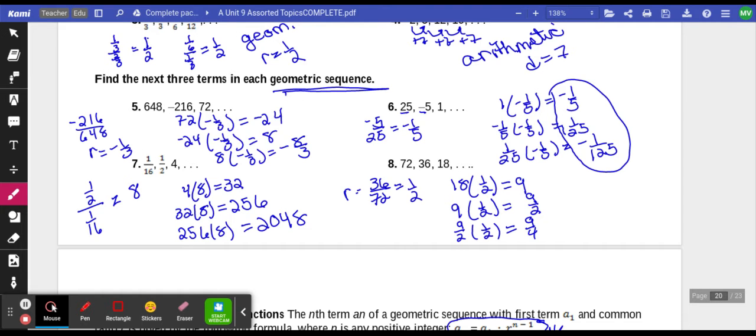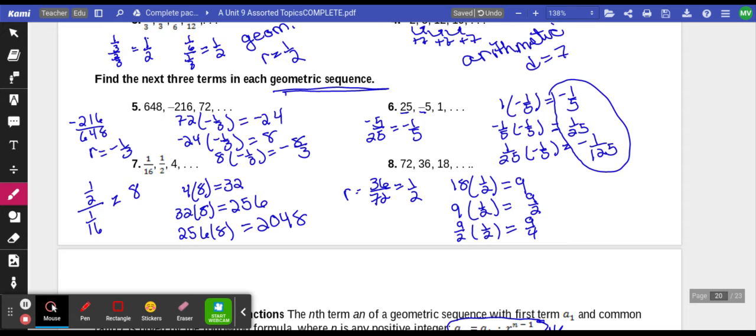So I forget to pause or unpause. So first thing I need to do on 6 is I need to find the r. So I divide the second term by the first, which gives me negative 1/5. I then multiply 1 times negative 1/5 to get negative 1/5. Negative 1/5 times negative 1/5 gives me 1/25. And then I do 1/25 times negative 1/5 gets me negative 1 over 125.